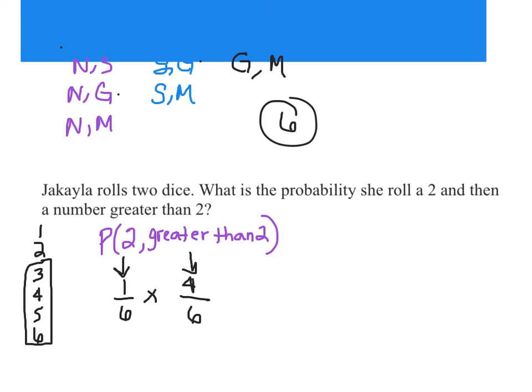I'm going to multiply these. Straight across, I get 4 out of 36. Simplified is 1/9.